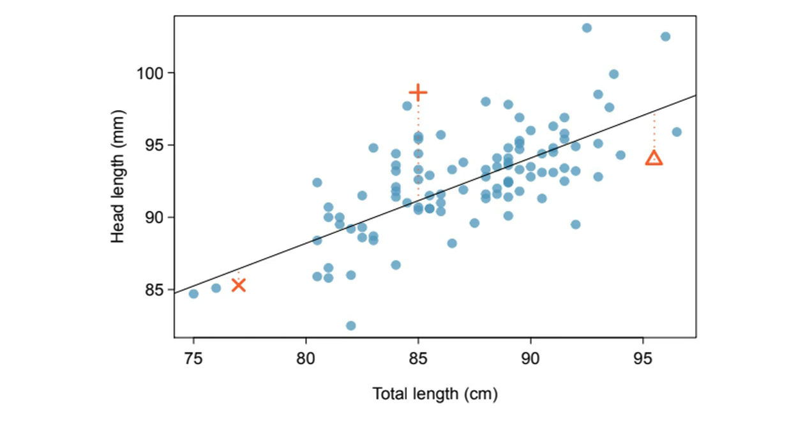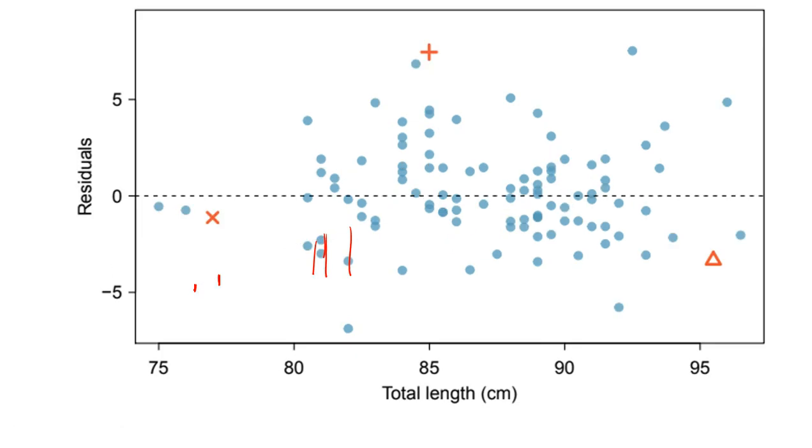So here's our original graph that we had, and here's that line. The next graph is going to show what the distance is to each of these points. Okay, that's a whole bunch of points, and it's going to show the distance. So the ones below are going to be negative, the ones above are going to be positive. And so this is what your residual graph looks like.